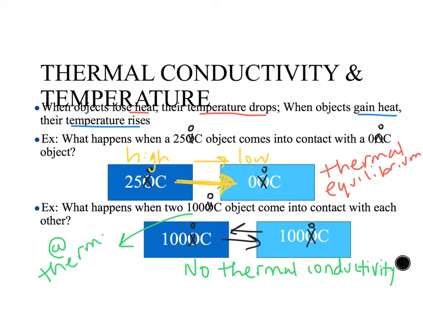So heat flow will not take place, and we're not going to see any rise or drop in temperature, okay, between these two blocks. So we do have to keep that in mind. That's kind of a trickier type question with this thermal conductivity. It always goes from a high temperature substance to a low temperature substance until thermal equilibrium is reached. And if two objects are already the same temperature, then they're already at thermal equilibrium. So no heat flow or thermal conductivity occurs.